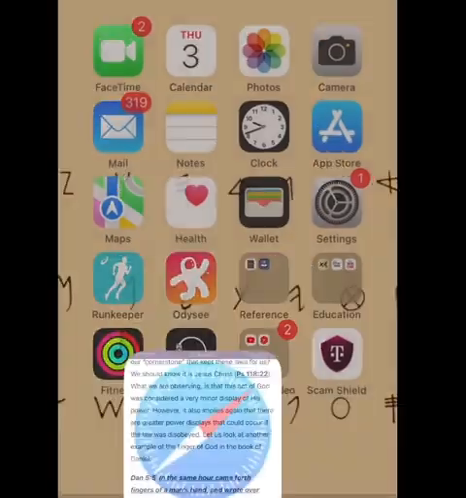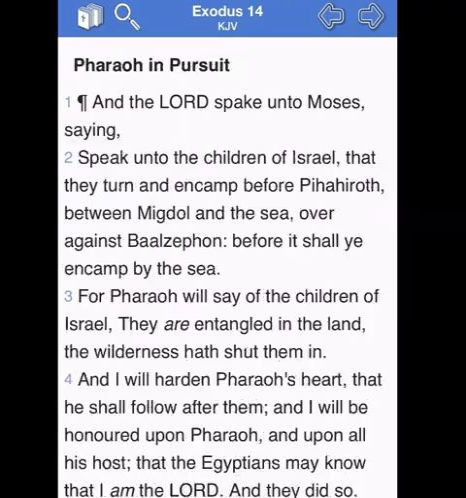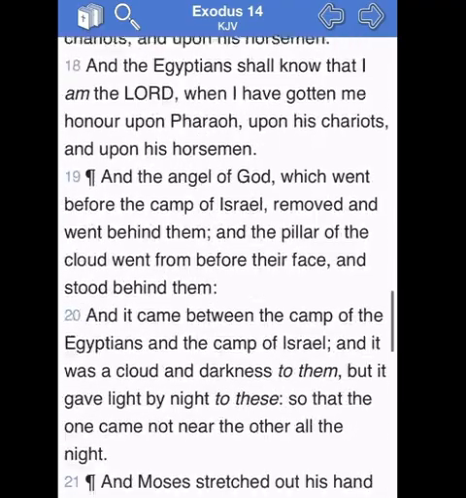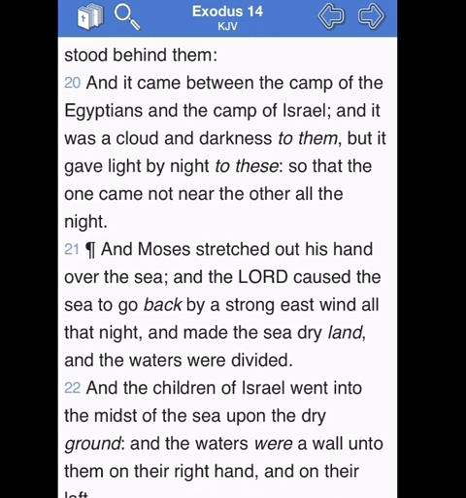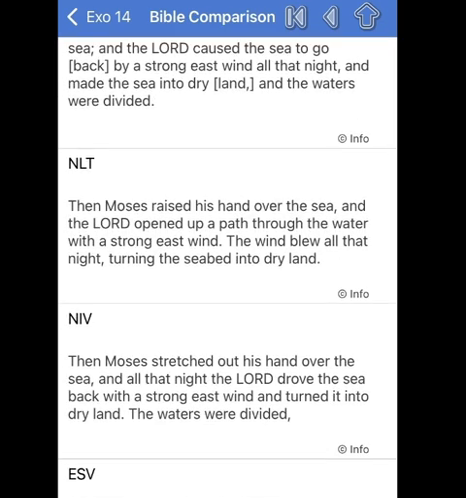All right, so I'm going to get a couple more precepts. This is Shamwath, Exodus chapter 14. We'll get verse 21, and it says, and Mashah stretched out his hand over the sea, and the Lord caused the sea to go back by a strong east wind all that night and made the sea dry land, and the waters were divided. I'm going to get this in the NLT, and it says, then Mashah raised his hand over the sea, and the Lord opened up a path through the water with a strong east wind. The wind blew all that night, turning the seabed into dry land.